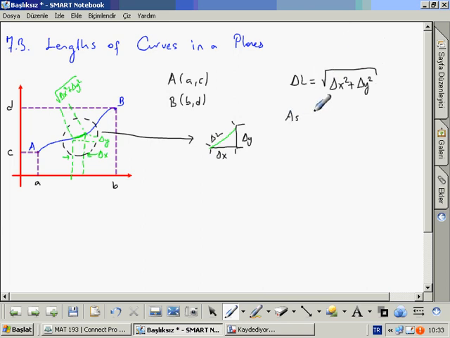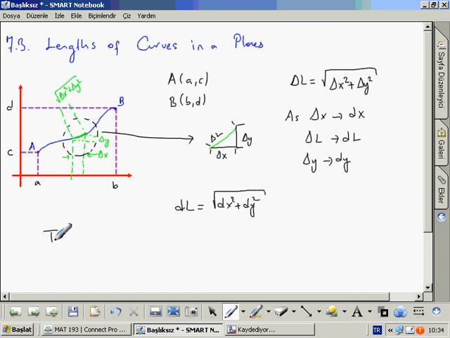Del x shows us the differentiating between the lengths, and so we can say del L equals the square root of del x squared plus del y squared.